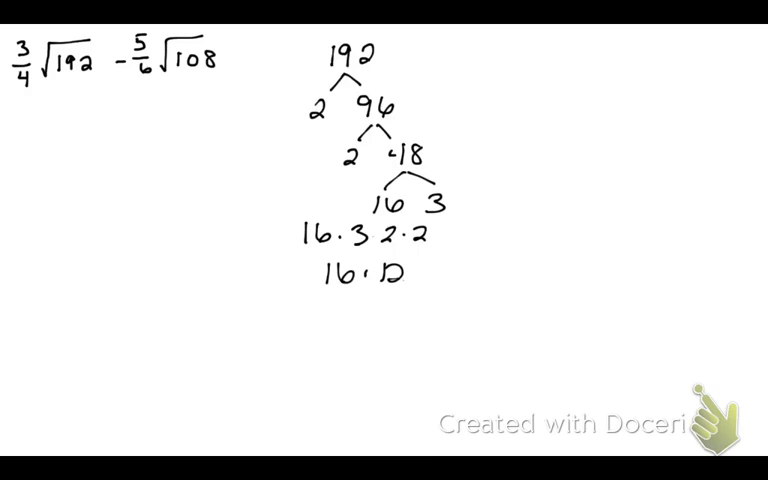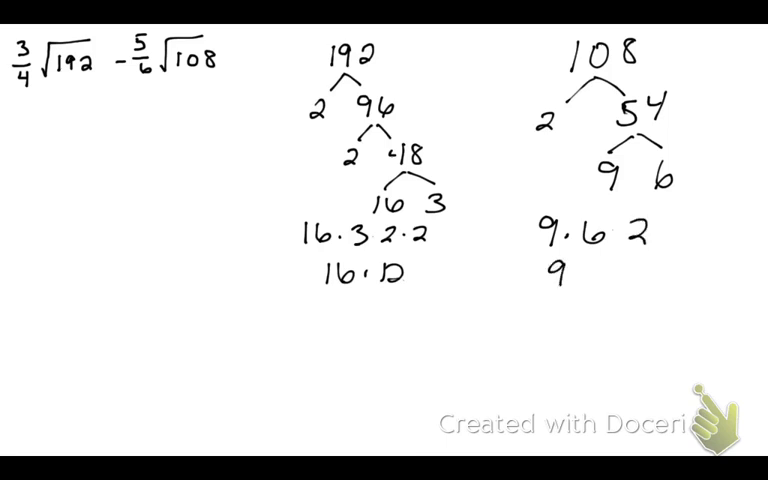I don't recognize 108 either, so I'm going to use a factor tree to help me out. 108 is 2 times 54, and 54 is 9 times 6, so this means the number is 9 times 6 times 2, or 9 times 12, and now I'm ready to make some progress.